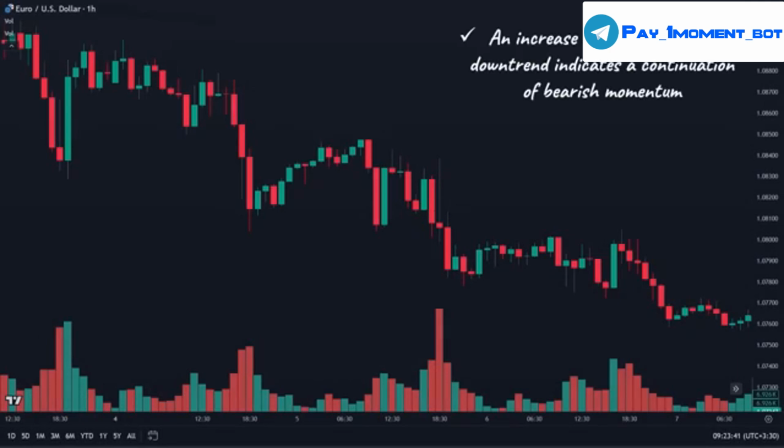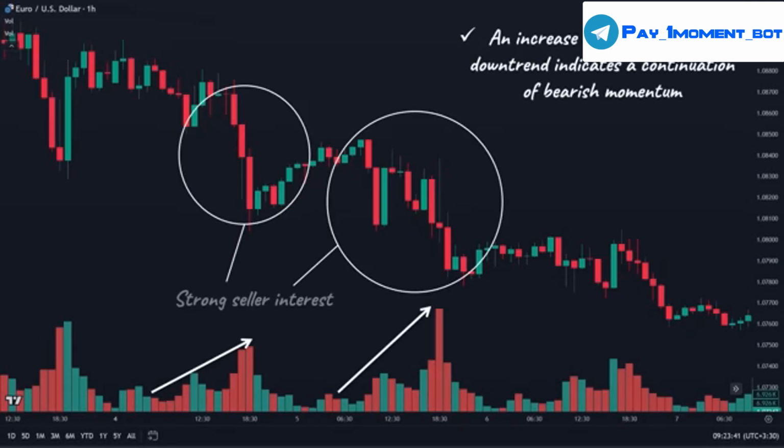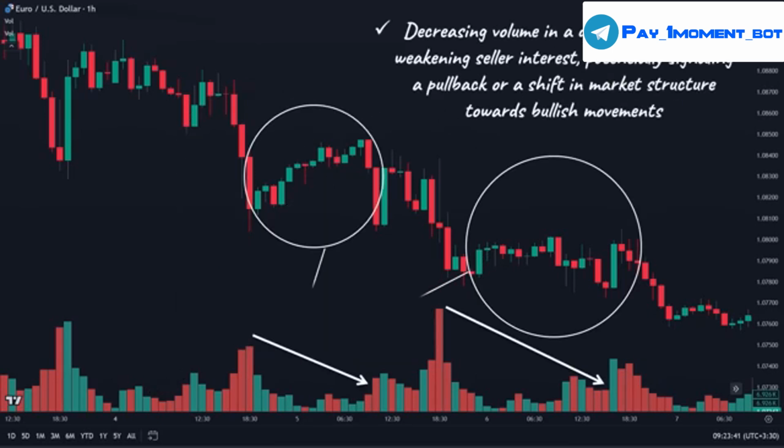Similarly, an increase in volume during a downtrend indicates a continuation of bearish momentum. On the other hand, decreasing volume in a downtrend suggests weakening seller interest, potentially signaling a pullback or a shift in market structure towards bullish movements. Now let's explore how we can utilize the volume indicator in our analysis to execute winning trades.